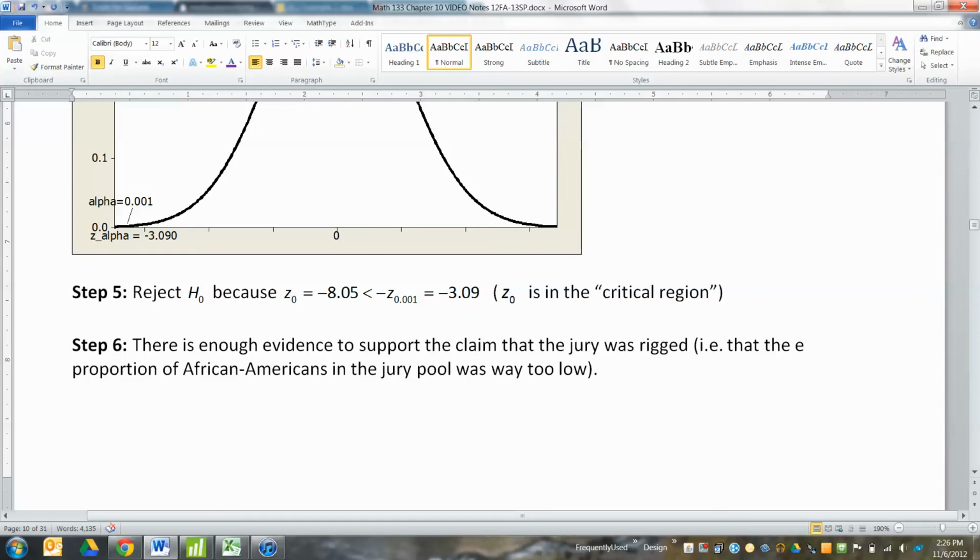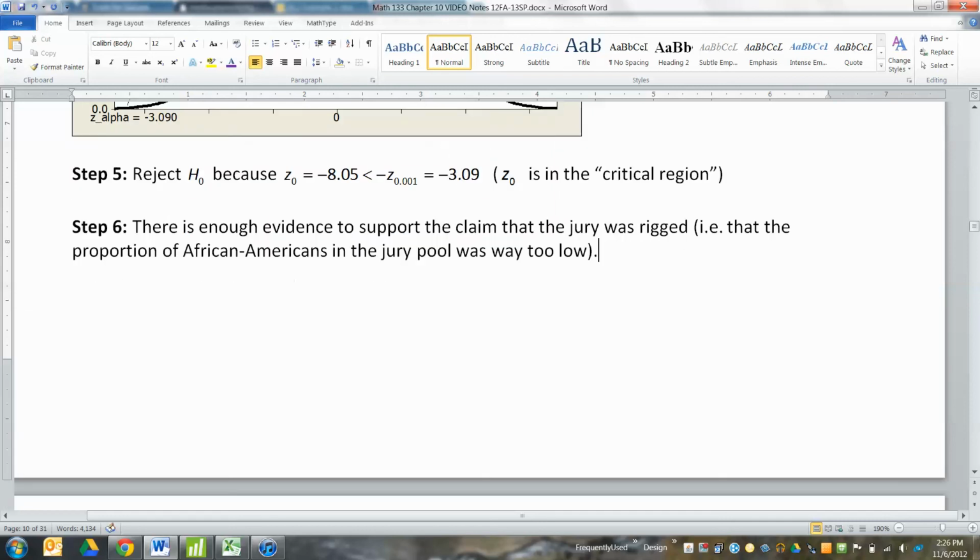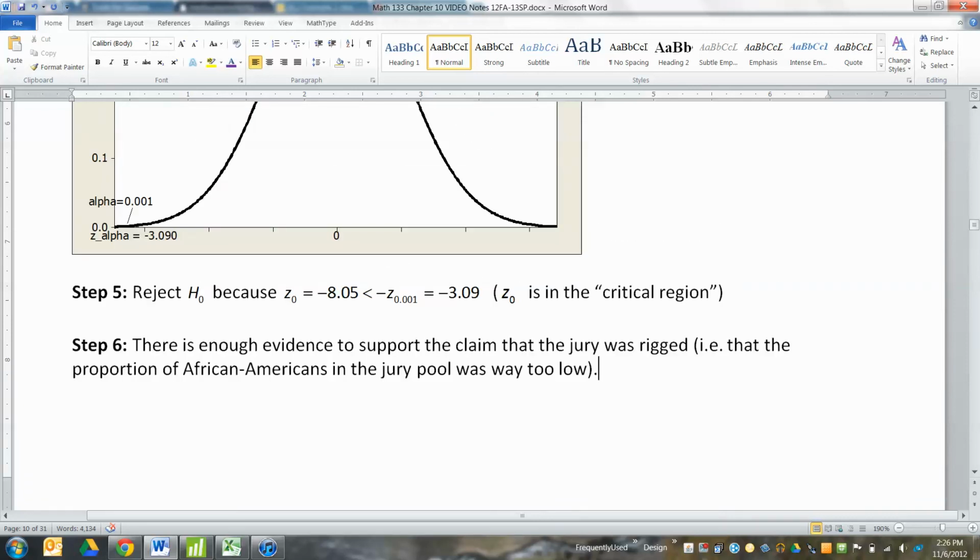And since we reject the null hypothesis, we write our little statement up. There is enough evidence to support the claim that the jury was rigged, i.e. that the proportion of African Americans was too low on that jury panel. By the way, this is a compilation from some real cases that I found in the Cartoon Guide to Statistics, and this was real stuff. These were not just made up. This actually came from some real trials of African American defendants.